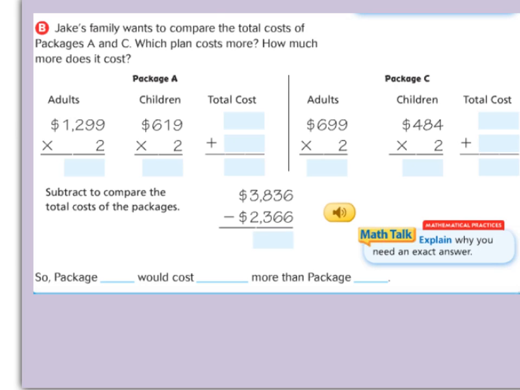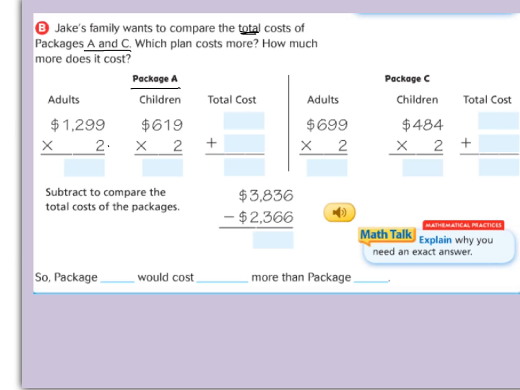Okay, let's continue on with this problem. Now Jake's family wants to compare the total costs of packages A and C. He wants to know which plan costs more and how much more it costs. So they've already put in the information. Here's package A, and we know that the adult price is $1,299, and there's 2 adults. So we're going to go ahead, because he wants the total cost. We're not going to be estimating now.